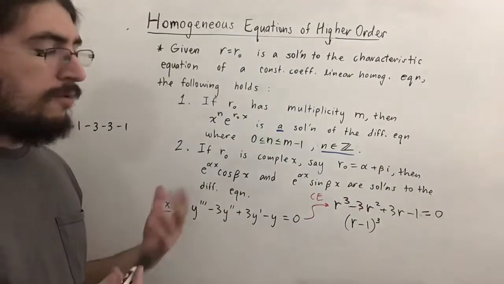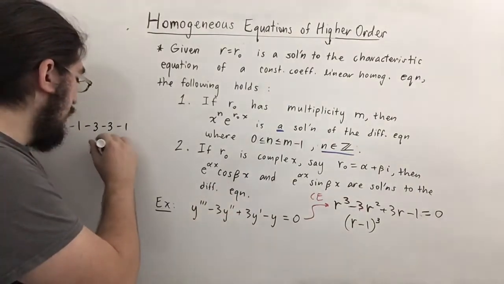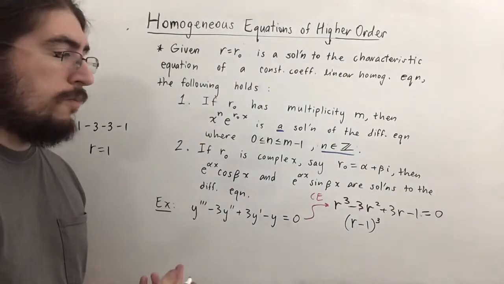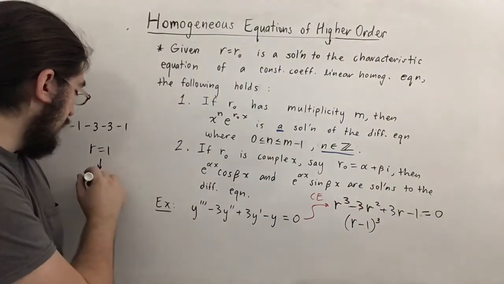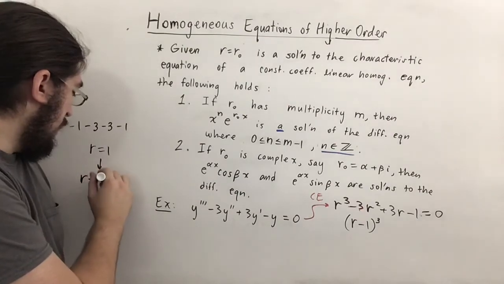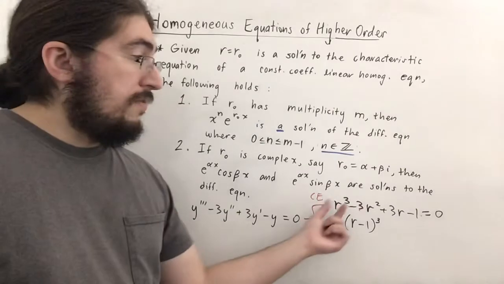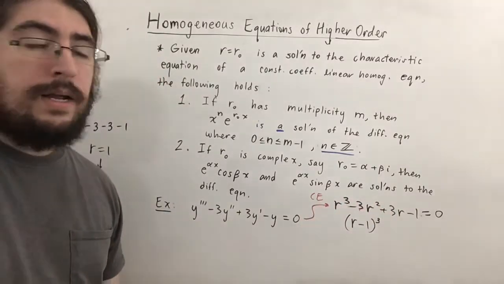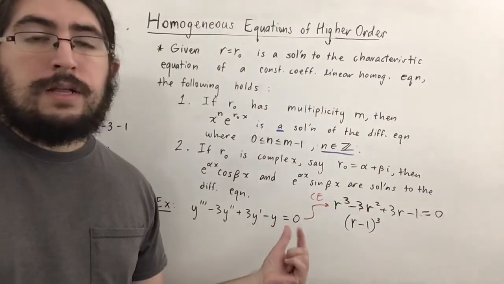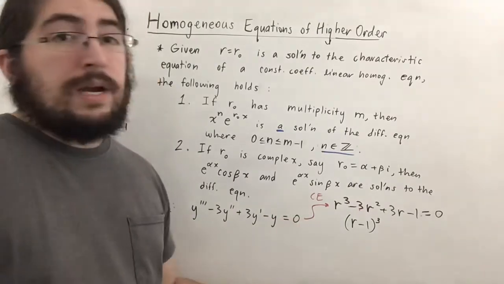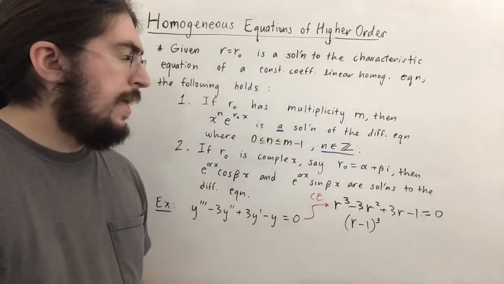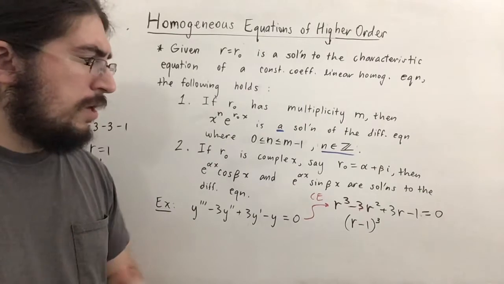And another result from algebra is that if r equals 1 is a solution to a polynomial equation, then this implies that r minus 1 must be a factor. So if you actually work out dividing this polynomial by r minus 1, then you'll get another polynomial, and you'll find out that 1 is a solution to that, and so on. And in fact, that's really the way of doing this.